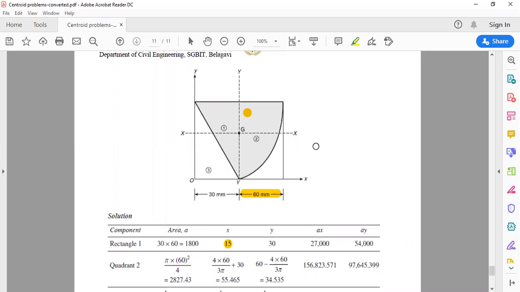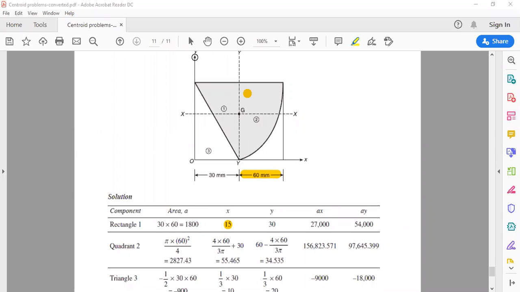Next, I want the x coordinate, which is measured from the reference y-axis. So this is my reference y-axis. From the y-axis, the distance of this centroid: 30 mm will get me to the face of the quadrant of a circle. So it is 30 plus. Since I am measuring it from the face, it is 4r by 3 pi, as it is a quadrant of a circle. So 4r by 3 pi, where r is 60. So it is 30 plus 4r by 3 pi.